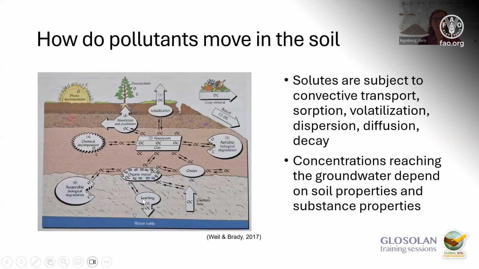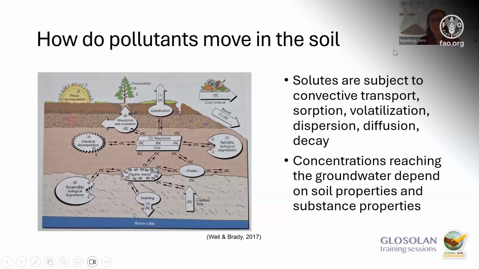What happens? Well, a lot can happen to the solutes or the chemicals during this transport. They are subject to convective transport. That's actually moving with the infiltrating water. But there are also other processes that influence the concentration: sorption to the solid phase, volatilization, where they go into the soil air, and dispersion or diffusion processes. And degradation is also possible.